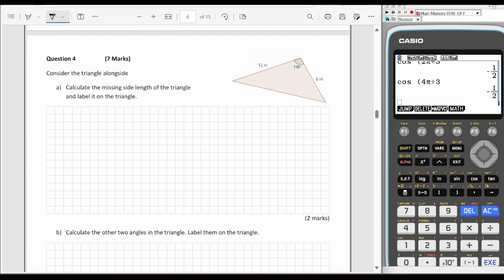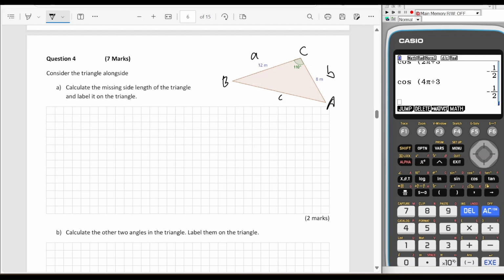All right, triangle. Calculate the missing side length. So what I'm going to do is label this triangle. It doesn't matter too much how you label it, but I'm just going to label this as like A and B. So that's big A and big B. Just remember that the big A needs to be across from little a, for example. Big letters angles, little letters are side lengths.